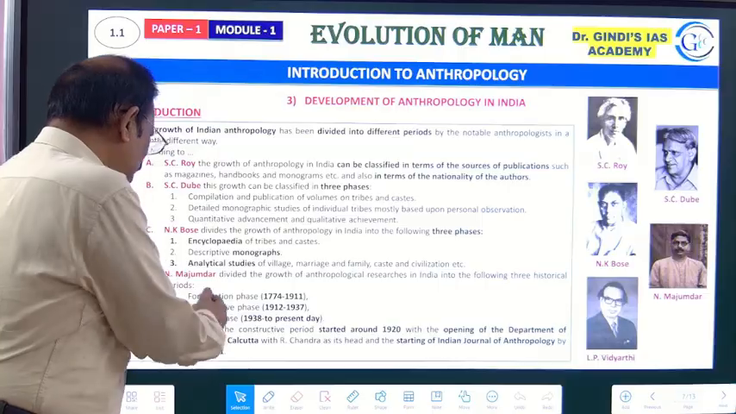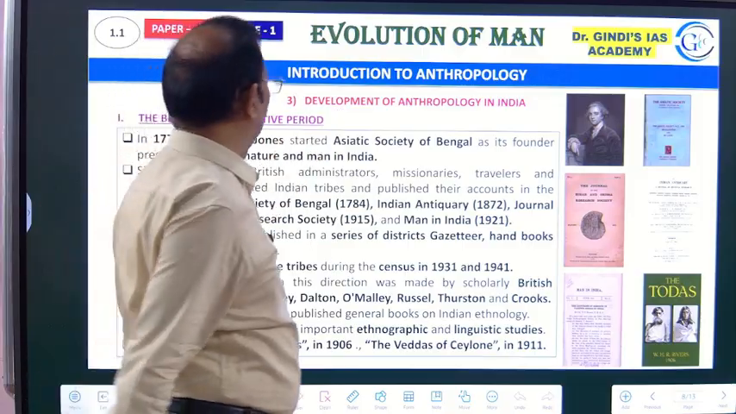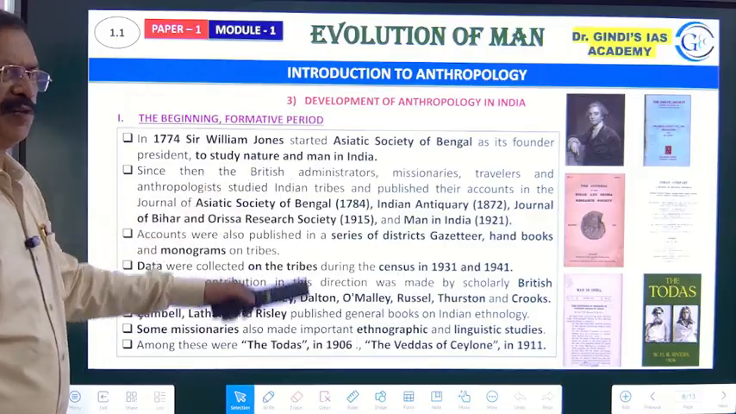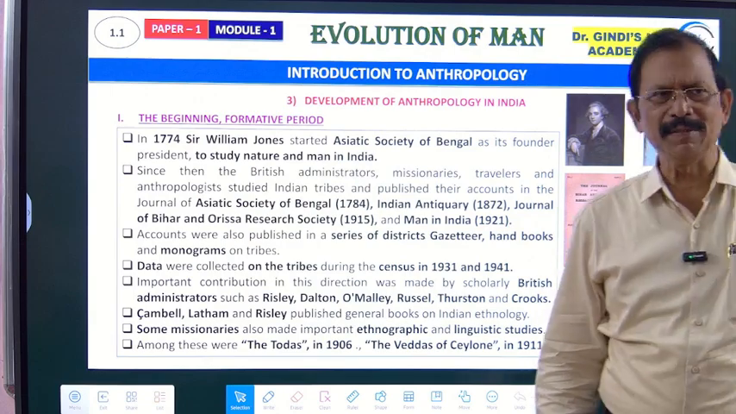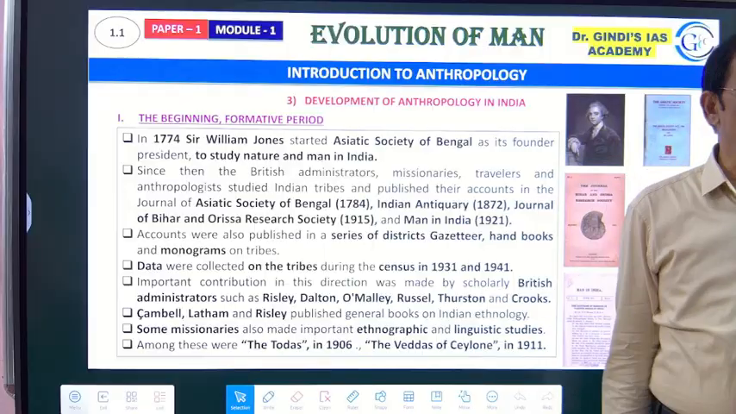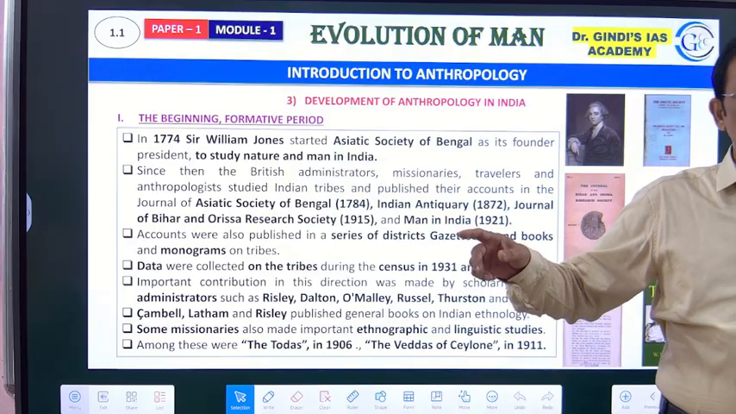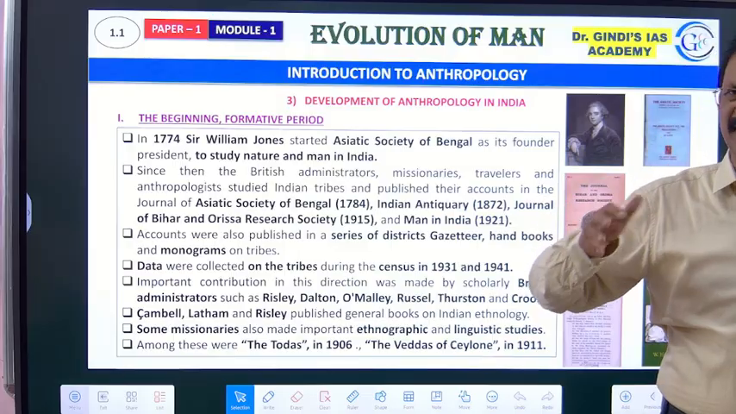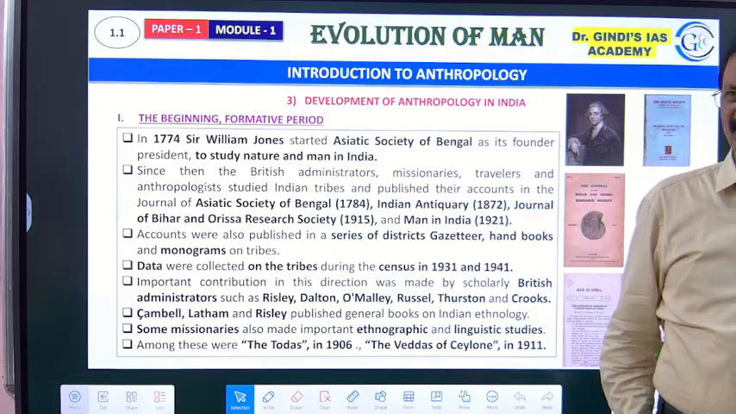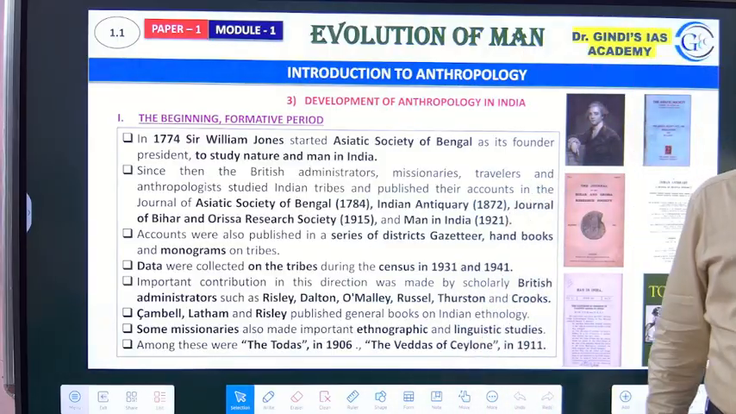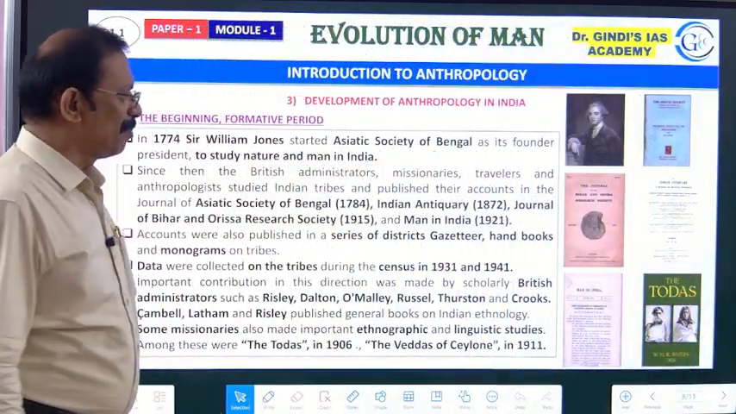So like this, in 1921, the stage started, right? As a continuation of the development of anthropology, the beginning of the formative period. Already, as I explained, there are three stages: the formative stage, the constructive stage, and the third one, the analytical stage. First one is the formative period, phase or stage. Second one is the constructive stage. Third one is analytical. Right.